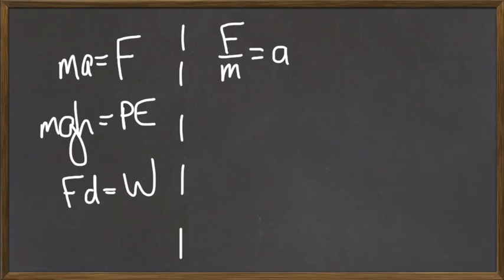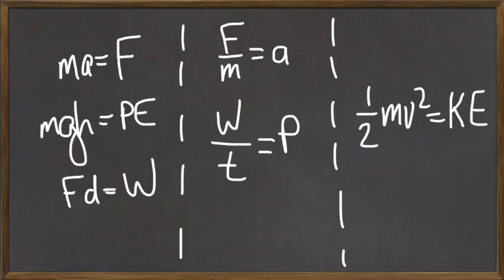Not so for type 2 problems. Type 2 problems have a variable in the denominator, m or t in these 2 cases. Type 3 problems, we're only going to see, so far, one equation that looks like this: 1/2 mv squared equals kinetic energy. And in this case, we have one variable that is raised to the 2nd power.